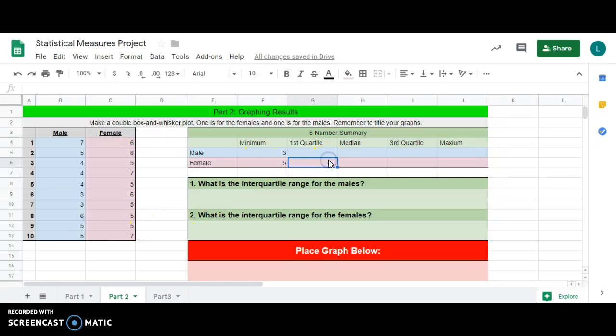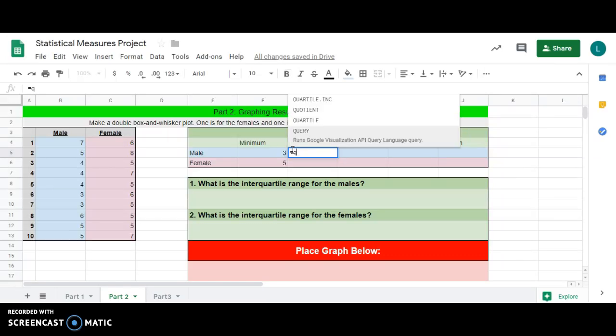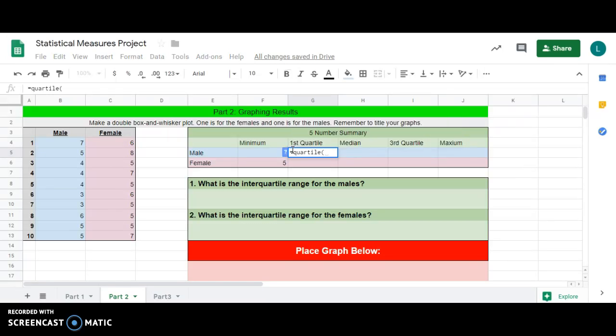So now we're going to go on to the first quartile. This is when you find the middle number of everything below your actual middle number, your median. So we're going to go equals quartile, parenthesis. Again, we're going to highlight the males data. Then we're going to do comma 1 for first quartile, parenthesis, enter. So my first quartile would be 4.